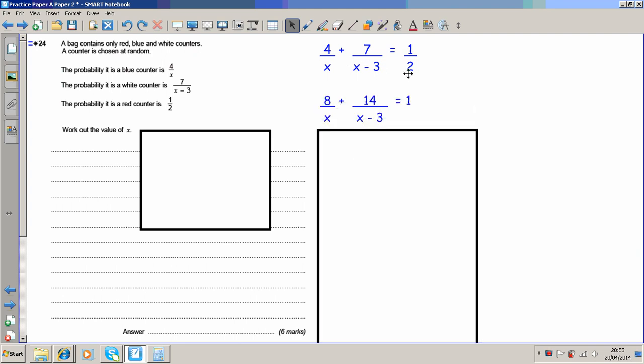To do that, the first thing I've done is I've multiplied everything by 2 because I want to get rid of the half, because that was awkward. So you just times the numerators, so that'll be 8 and that'll be 14 over the same numbers.